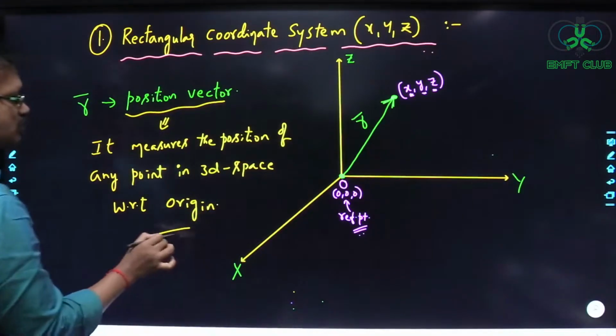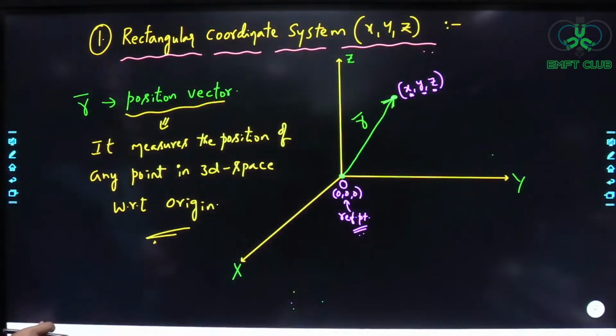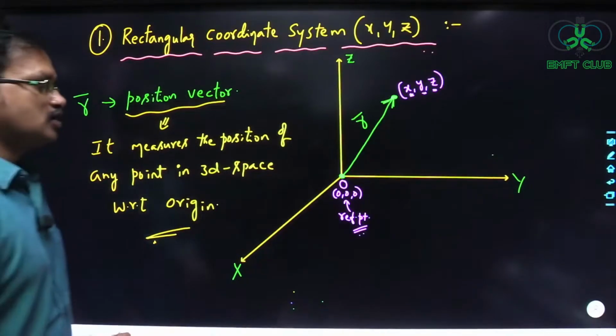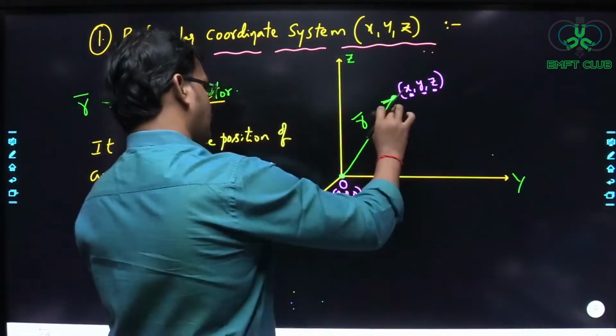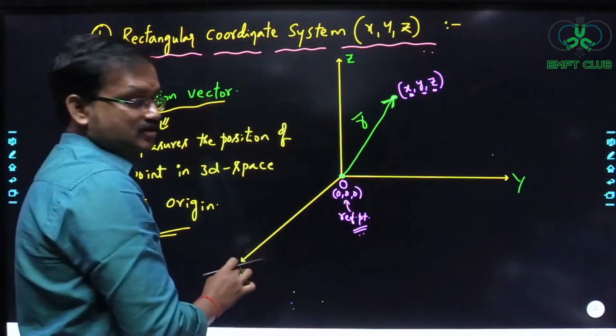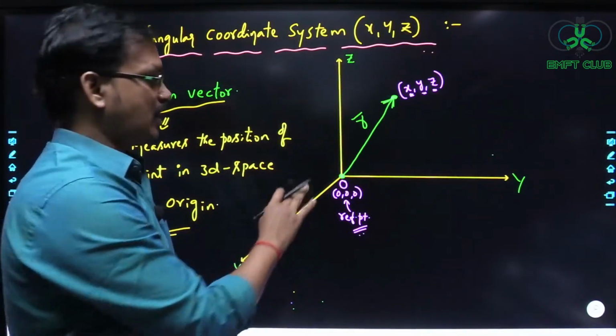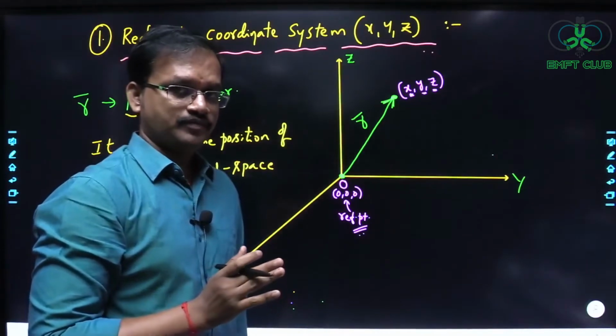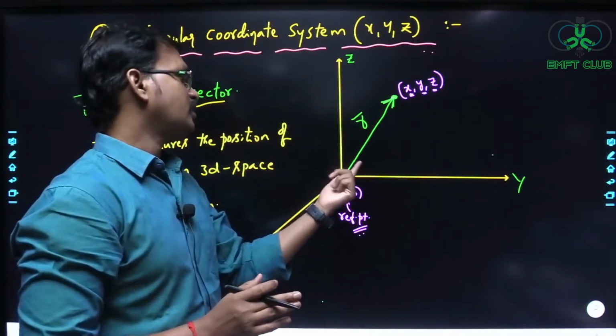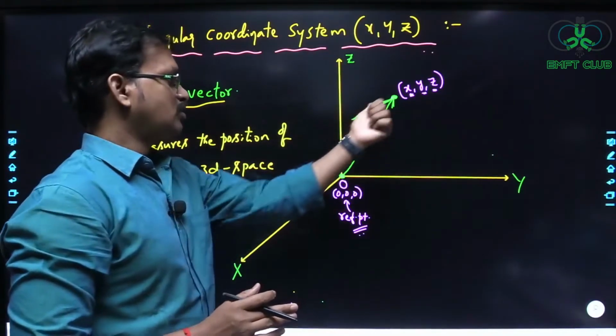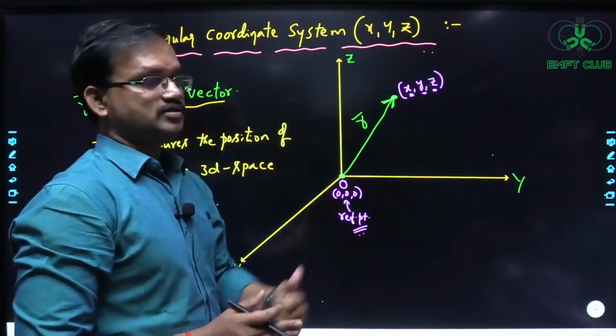So that's why it is called a position vector. Understood? Here, this position vector is neither along the x-axis, nor along the y-axis, nor along the z-axis. In that manner I have chosen this position vector.